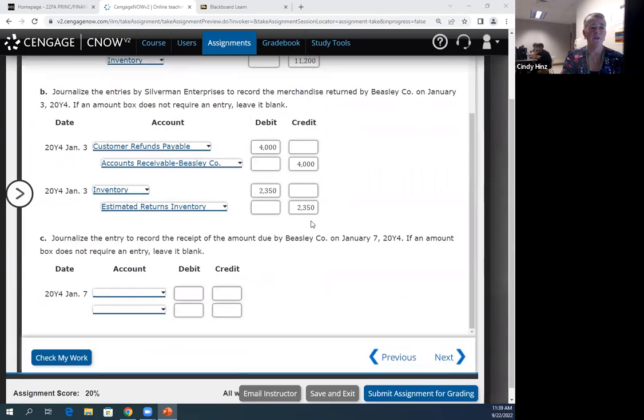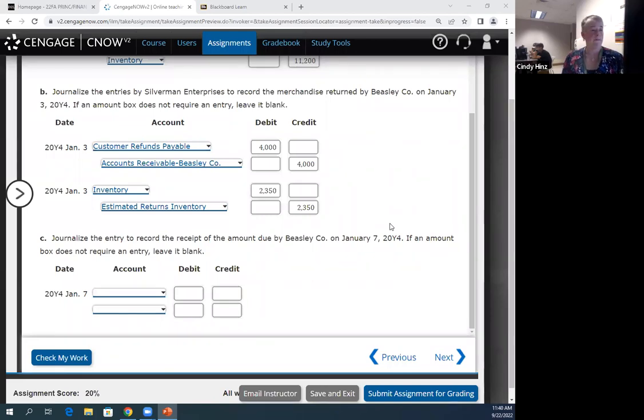The estimated returns inventory is an asset. So inventory, we already know, is a current asset. It shows up on our balance sheet as an asset. The estimated returns inventory is, I'm just going to say it's imaginary. It's not actual inventory that we have, but it is potential inventory that we will have in the future when a customer returns product to us.